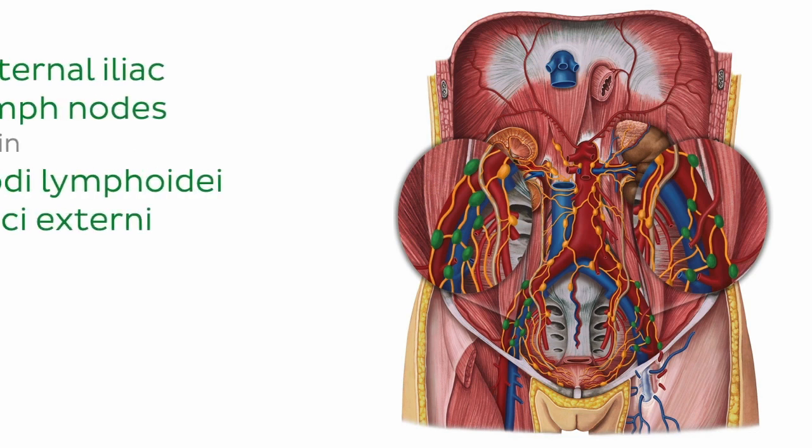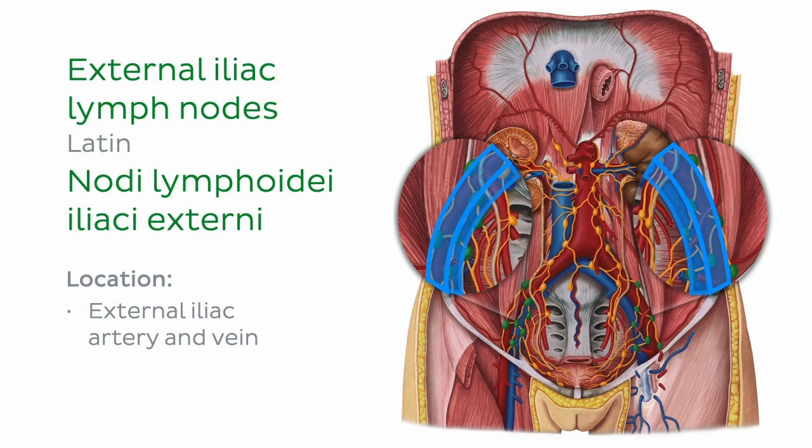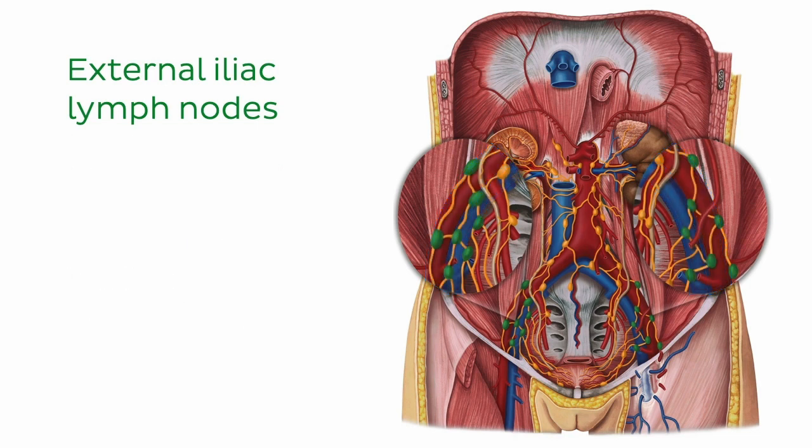Next up are the external iliac lymph nodes, which are inferiorly continuous with their parents, the common iliac nodes. As you might expect, they are closely related to the external iliac artery and vein, and once again, you'll see them alternatively referred to by different names such as the inferior or anterior iliac lymph nodes.